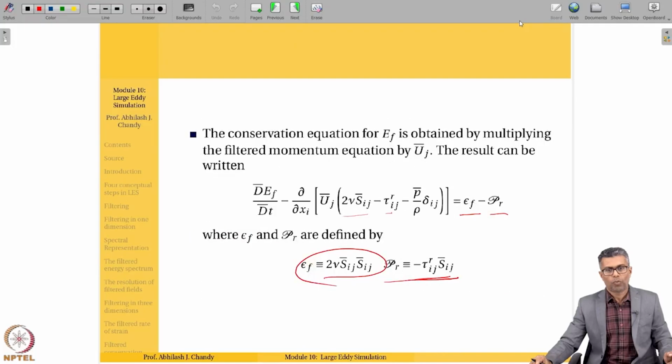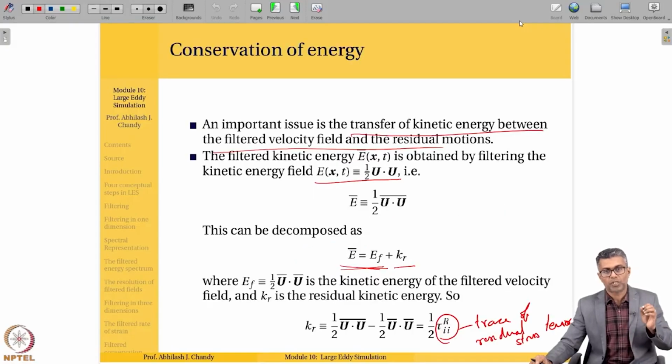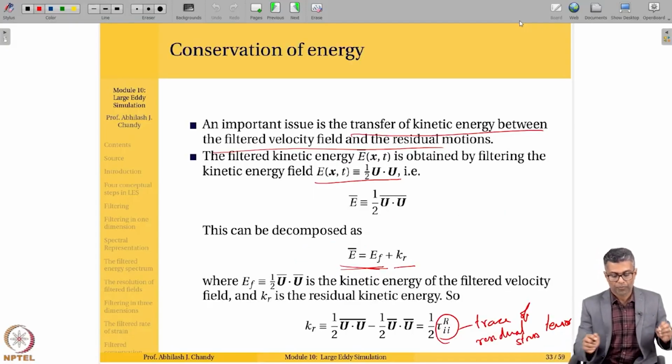Hello everyone. In the last class we ended by talking about the conservation of energy and how the energy was getting transferred from the large scales to the small scales. If you remember, we split up the energy into the filtered energy, the kinetic energy associated with the filtered velocities, and the residual kinetic energy. The residual kinetic energy we define as half u dot u bar minus half u bar dot u bar. And EF is the kinetic energy associated with the filtered velocity field, so that would be just half u bar dot u bar.